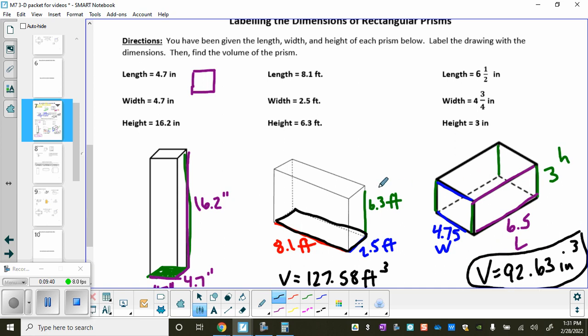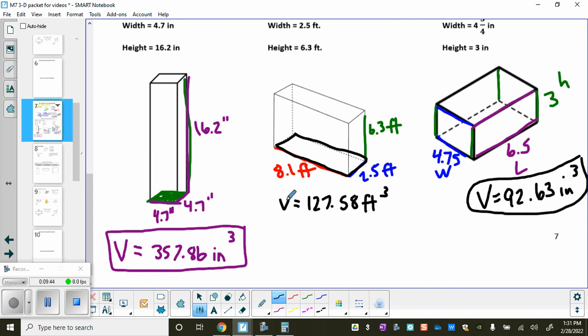So the volume of a prism, very easy. You're just multiplying your three numbers. And again, the reason we multiply the three numbers is because when you multiply the first two, it gives you the area of the rectangular bottom. And then when you multiply by height, you've now filled up this entire shape.